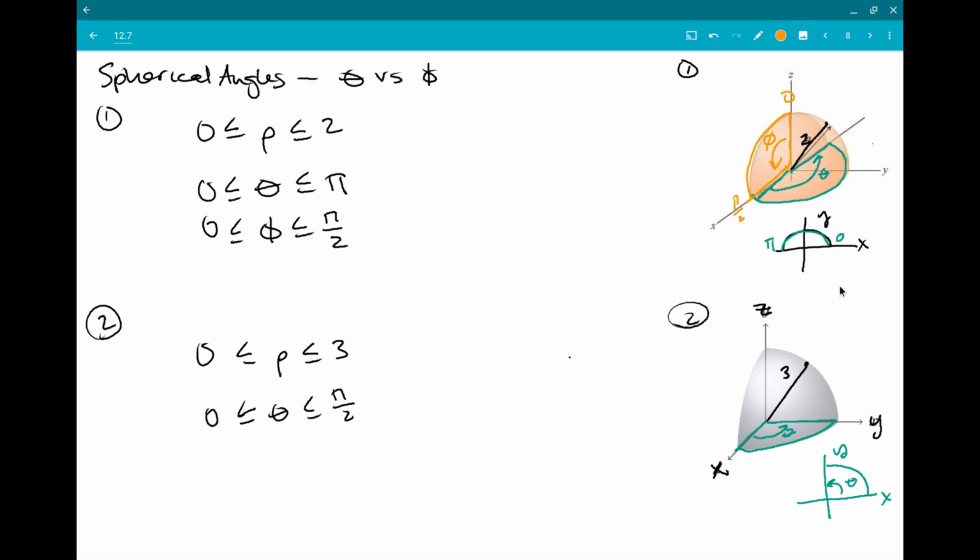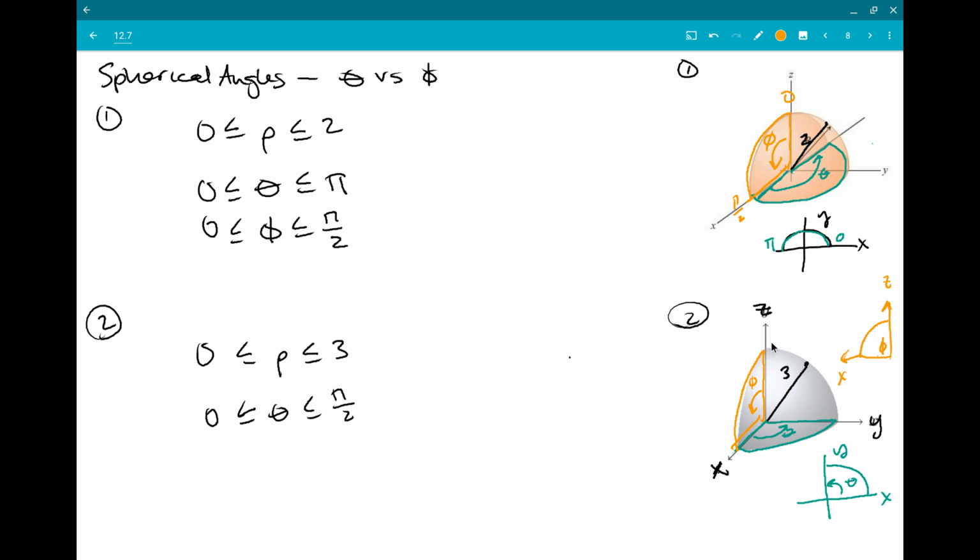And then let's do the same with our phi angle. Phi is going to be concerned with this shape where we start from the positive z-axis instead and spin downwards. And it's also a quarter circle shape that looks like this. And it's the same as the example we looked at before, actually.